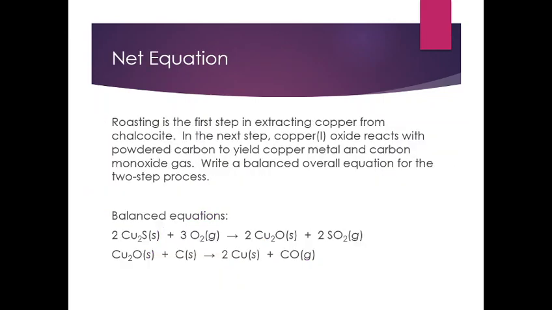For example, whenever you are roasting, it's basically an extraction of copper from its ore. In this step, you're going to react copper oxide with powdered carbon to yield copper metal and carbon monoxide. I've given you the two-step process here with the individual equations, and I want you to write out a balanced overall equation.